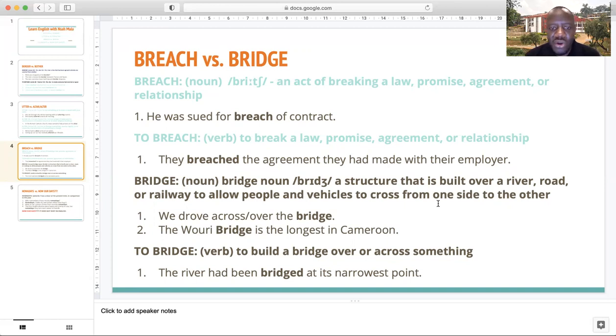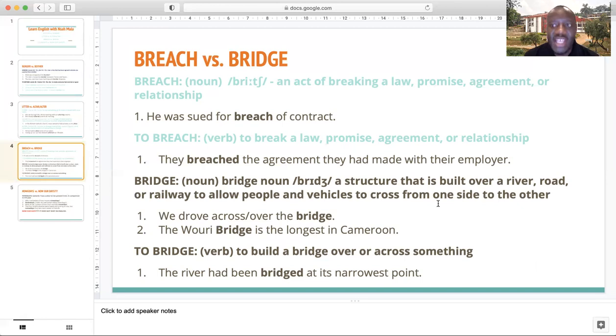For instance, we drove across the bridge, or we drove over the bridge. Secondly, the Vori Bridge is the longest bridge in Cameroon. And now, to bridge means to build a bridge over or across something. The river had been bridged at its narrowest point.